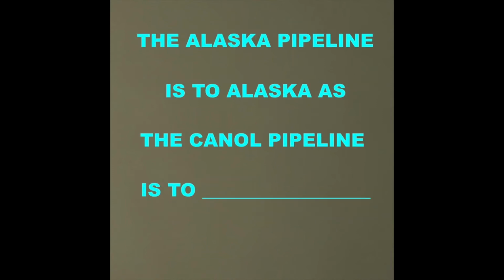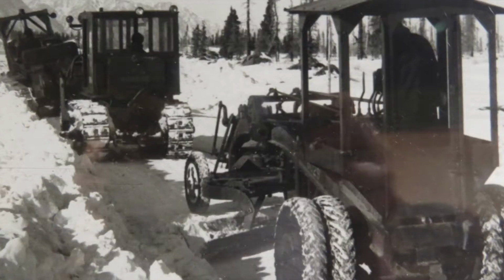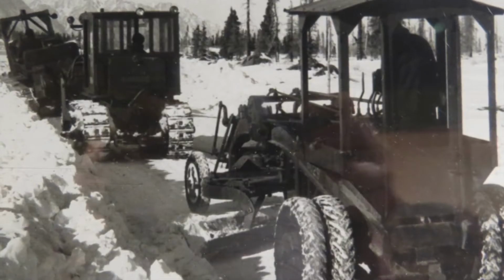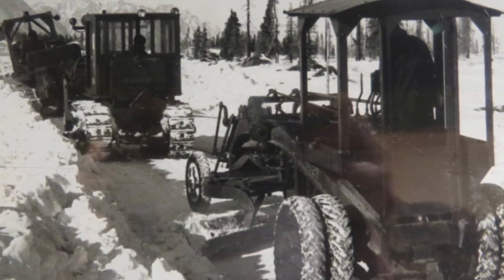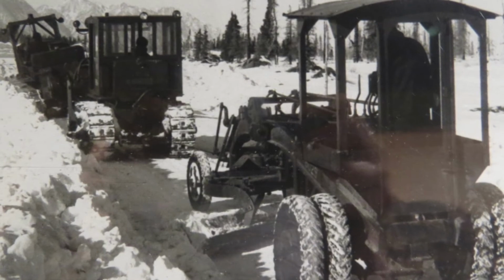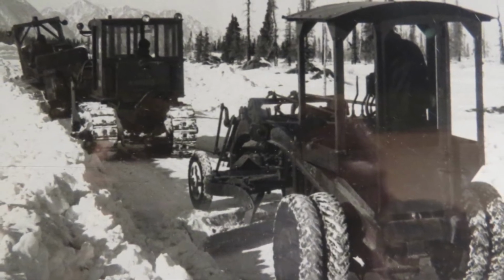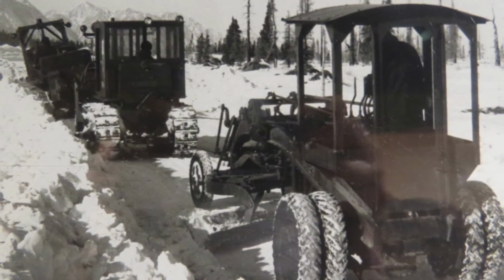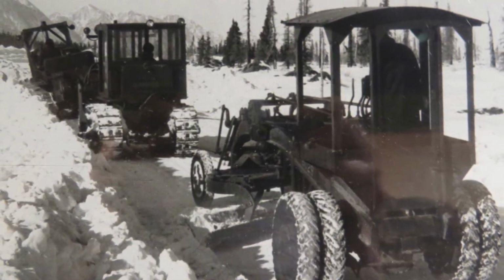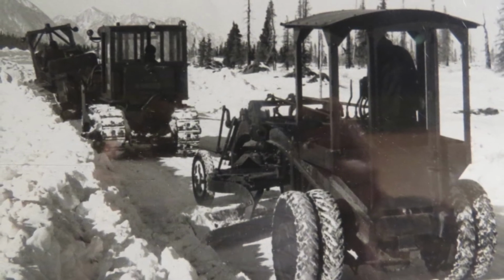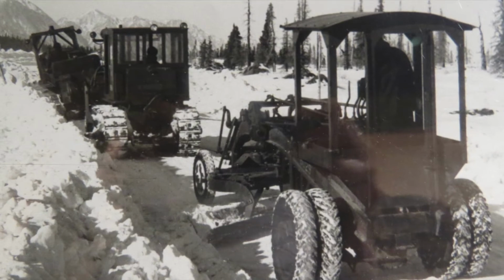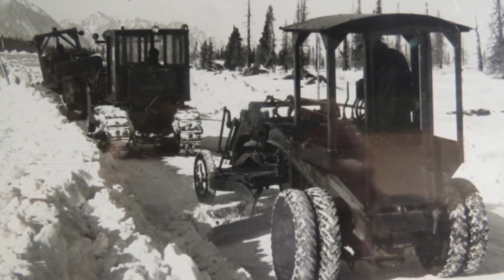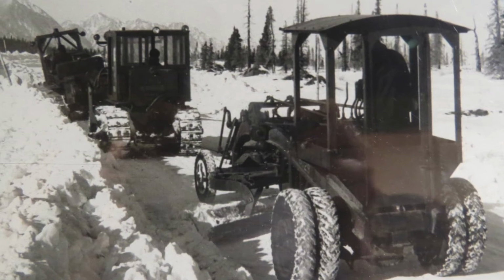Here's a question on Canada-U.S. history. The Alaska Pipeline is to Alaska, as the CANAL pipeline is to what place? Here is some of the machinery working at building that pipeline that we're looking for. This pipeline was built back in the days of the Second World War, 1942-1943. And it was basically a U.S. effort to build the pipeline, along with the Alaska Highway and a series of airports. And I've made some travelogues on these topics.